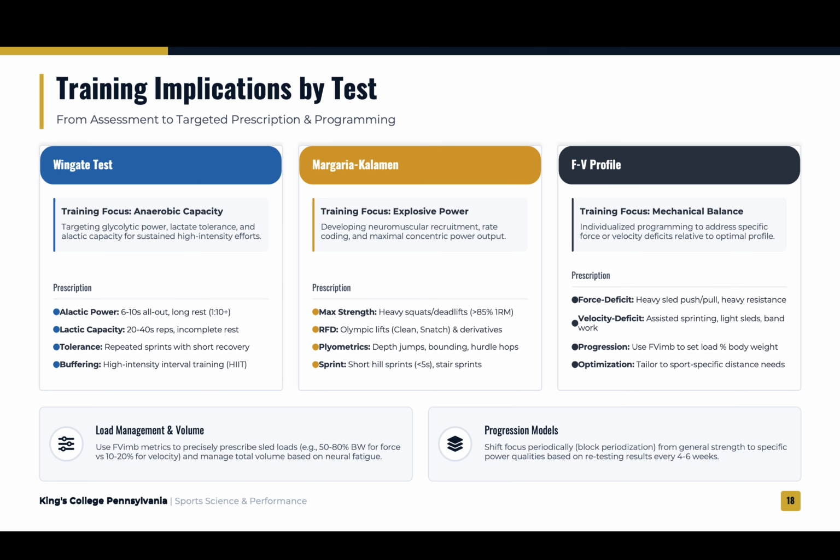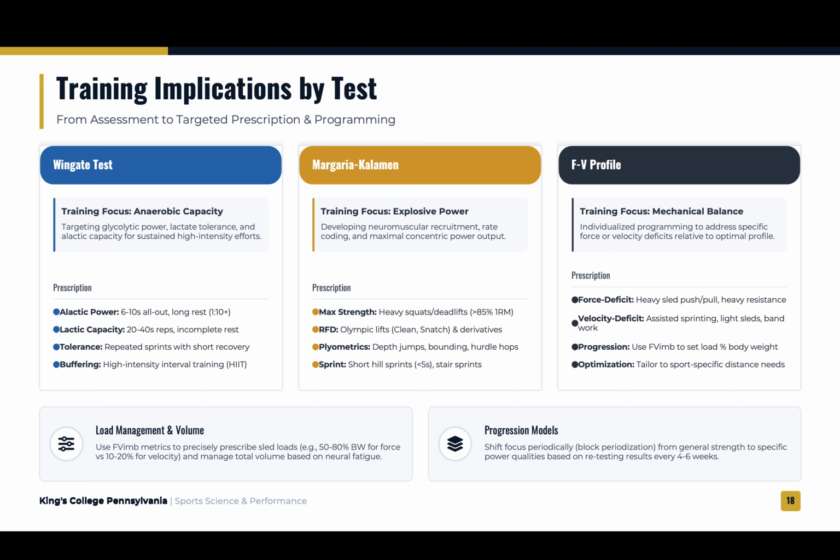Implications by tests. This is basically a repetition of what we already said. Wingate test, anaerobic capacity: prescription for lactic power is 6 to 10 seconds all out with longer rest. If you look for lactic capacity, 20 to 40 second repetitions with incomplete rest. The tolerance is repeated sprints with short recovery, buffering. For buffering, you prescribe high intensity interval training.